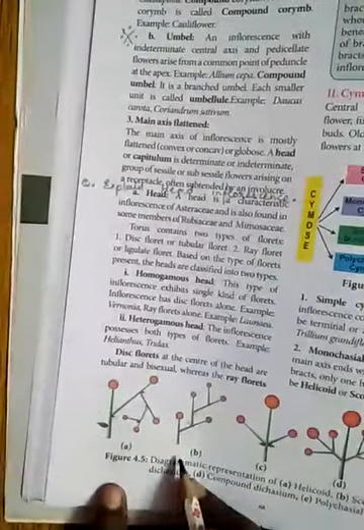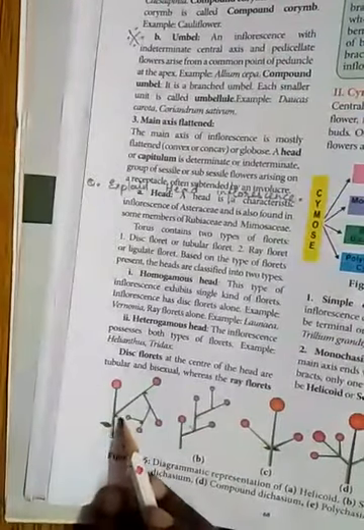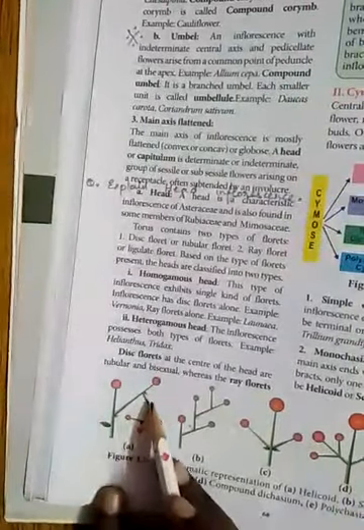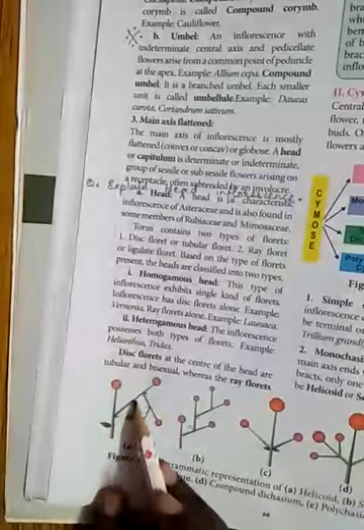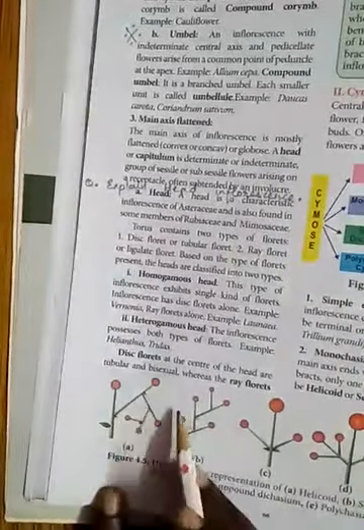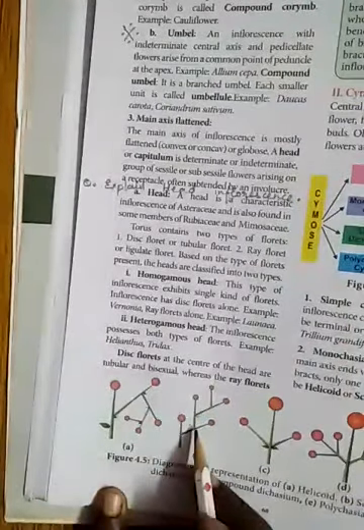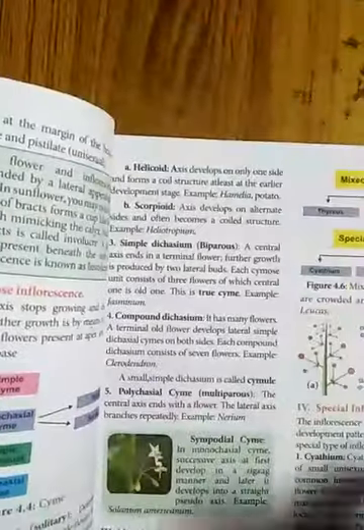So here you have studied that in monochasial cyme, from the two bracts, the branching takes place only from one bract. If the branching is taking place only in one direction, then we call it helicoid. If it is taking place in alternate directions, then we call it scorpioid. Okay, let's understand with the explanation given here.